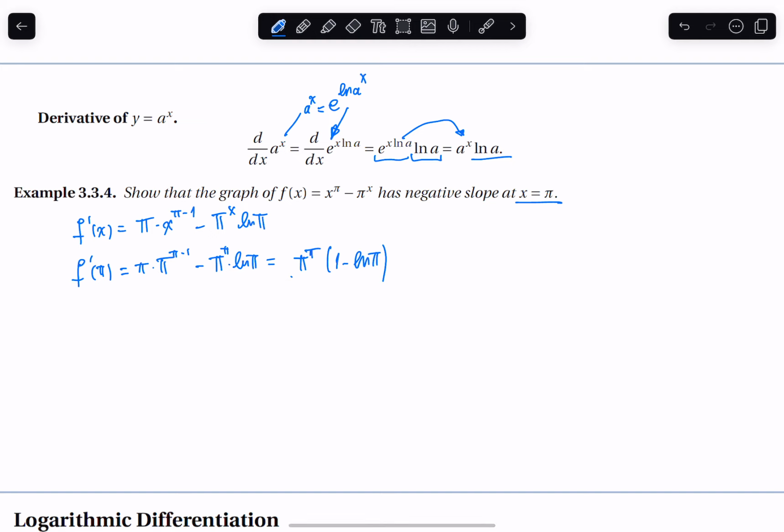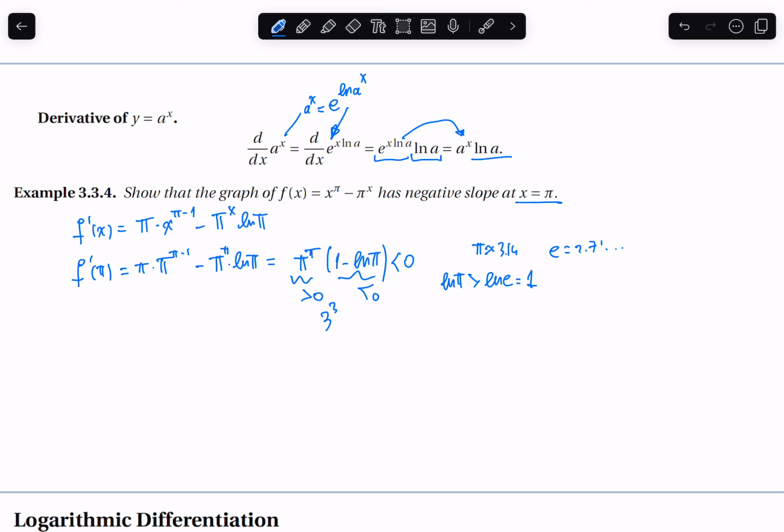Now this term is always positive because it's something like 3 to the power 3, right? And for the second term, ln of pi, what is ln of pi? Pi is something like 3.14, right? And this is greater than ln of e. Why? Because e is like 2.71 something. So this is 1, which means ln of pi is greater than 1, which means the second expression is negative.